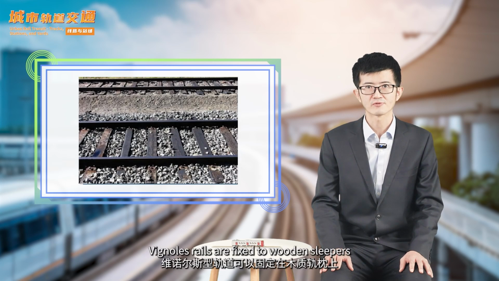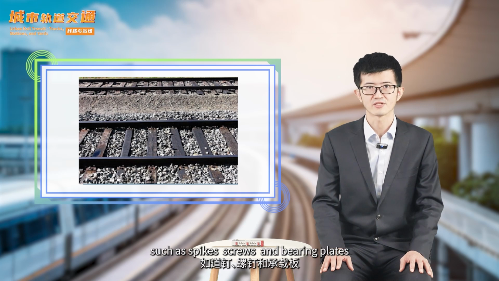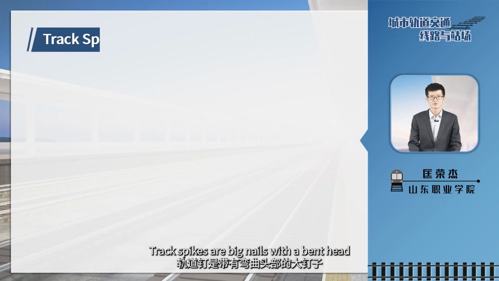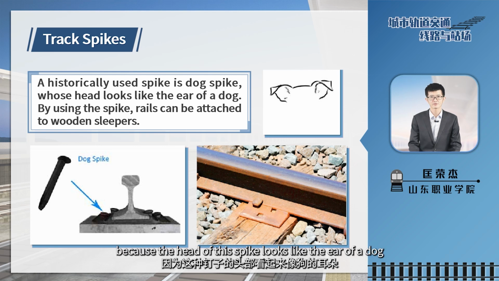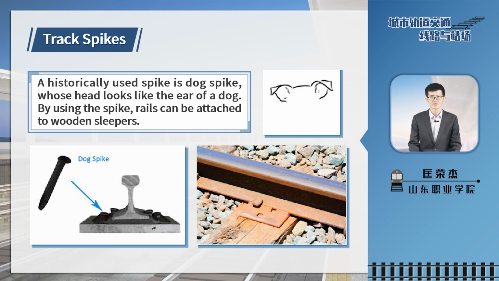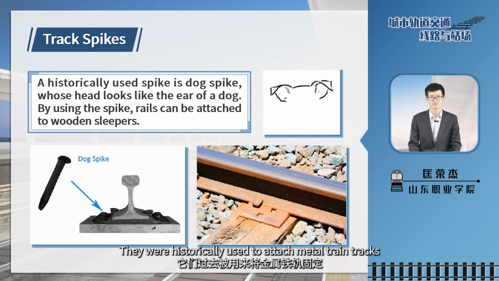Therefore, Vignole rails are fixed to wooden sleepers with the help of simple types of fastenings such as spikes, screws, and bearing plates. Track spikes are big nails with a bent head. One type of the track spikes is called dog spikes because the head of the spike looks like the ear of a dog. They were historically used to attach metal train tracks to wooden sleepers or ties in railway tracks.